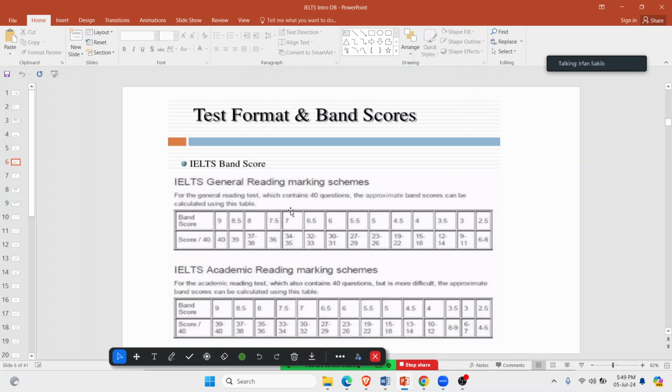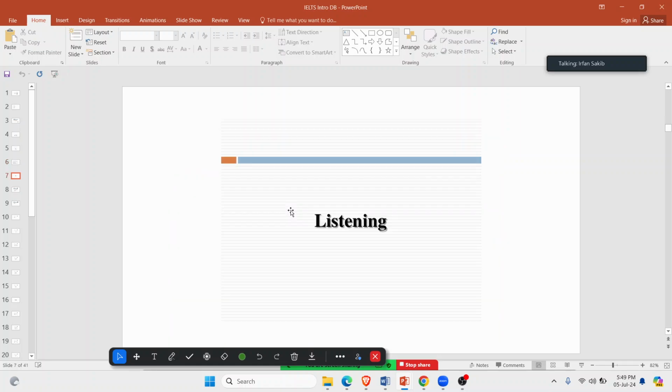It also rounds off. For example, if you get 6.2, it will round off to 6. If you get 6.25 and above, it will round off to 6.5. Is this clear? Yeah. If you get 6.3, 6.4, or 6.45 on average, then it will round up to 6.5. Now we will start with the listening module.